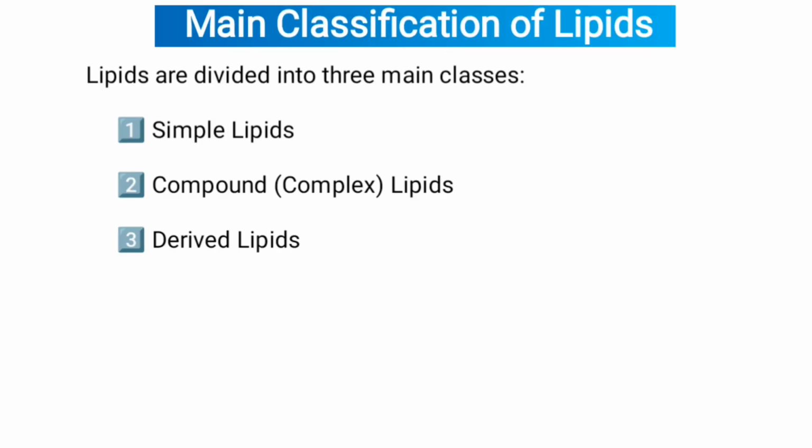Main classification of lipids. Lipids are divided into three main classes. First one, simple lipids. Second one, compound, meaning complex lipids. Third one, derived lipids. So let's discuss each one in detail.